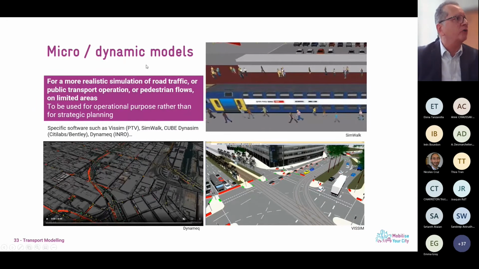And just to mention that there are also micro models or dynamic models based on mobiles, meaning that every vehicle or every pedestrian is modeled individually, but these models are less for strategic planning and more for operational purpose. So other kinds of software are used. So it's less relevant for our topic today, but it is interesting to have that in mind. And there are also mixed approaches between the so-called static approaches that we saw before, and these dynamic models.